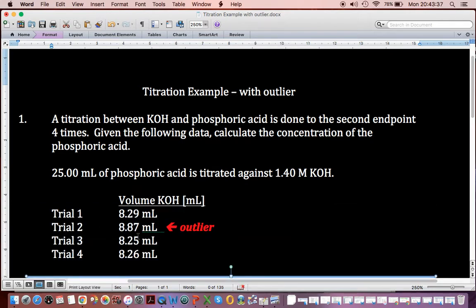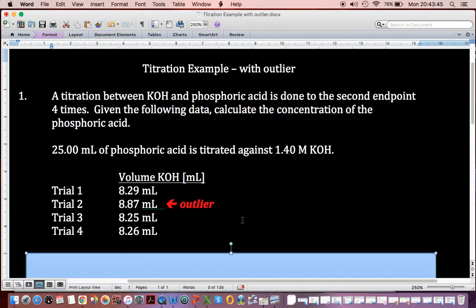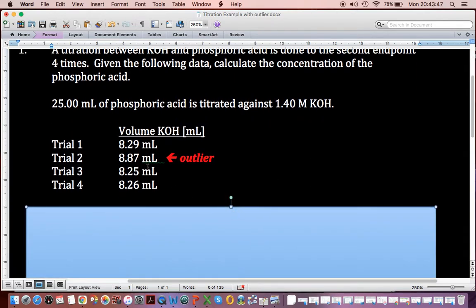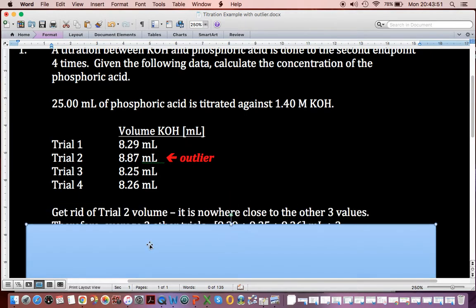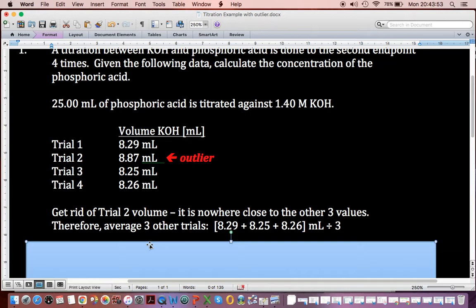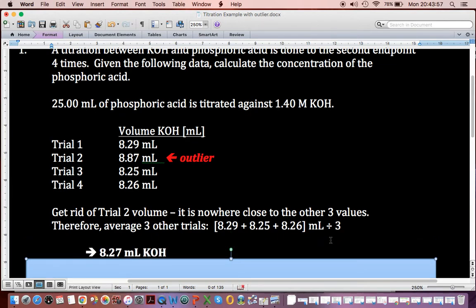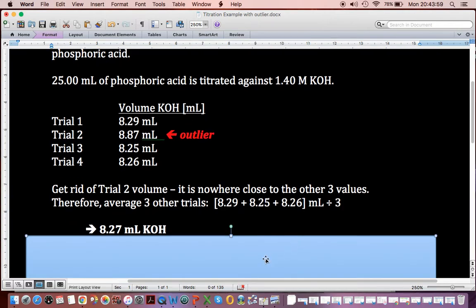So we end up with 3 very close results in trial 1, 3, and 4. 8.87 is what we call an outlier. And so we're going to get rid of it, and we will average trial 1, 3, and 4. So we add those up, divide by 3, and we see we're going to be using 8.27 milliliters.